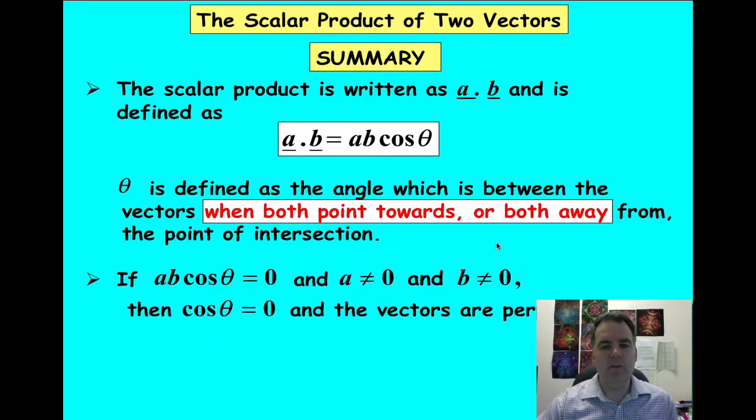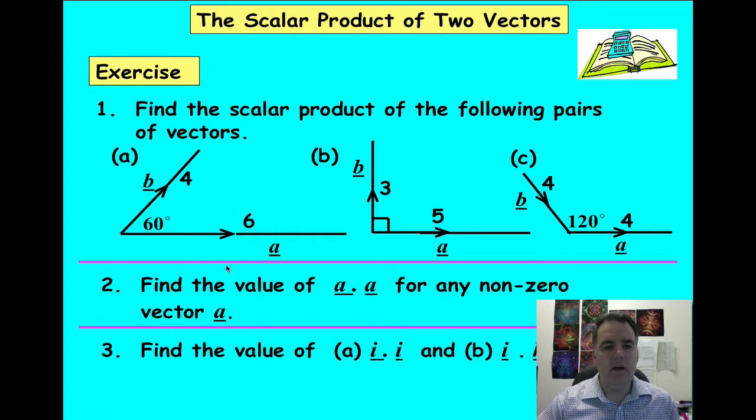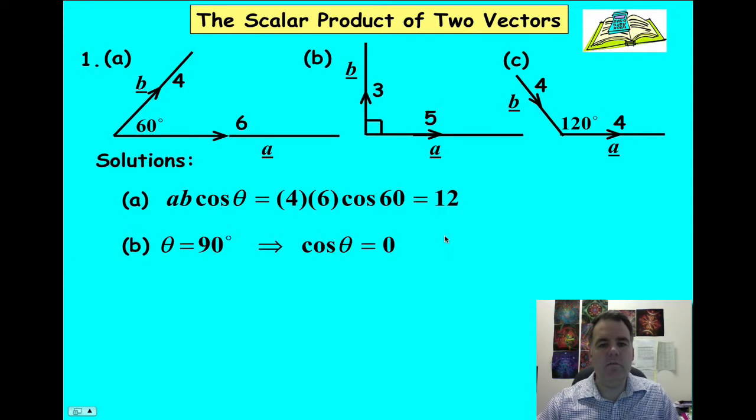Let's look at one example here. Pretty simple. Find the scalar products. On this one, we'd have 4 times 6 times cos of 60. That would be the dot product for that one. This one here, because the vectors are perpendicular, the scalar product or dot product would be 0. So let's look at those. The first one, the answer is 12. Next one, the scalar product is 0.